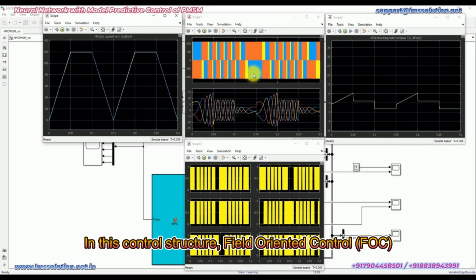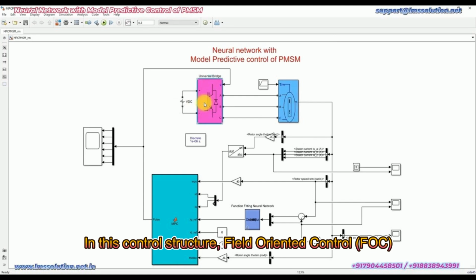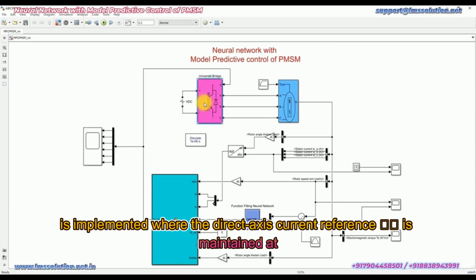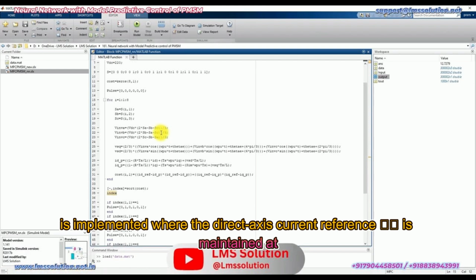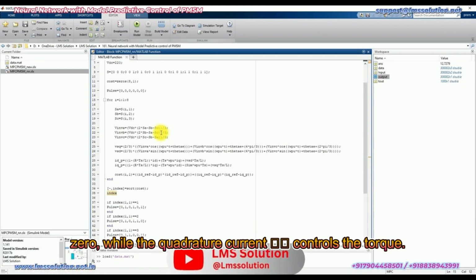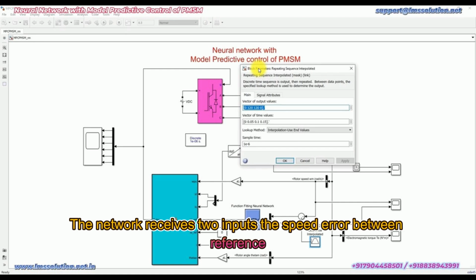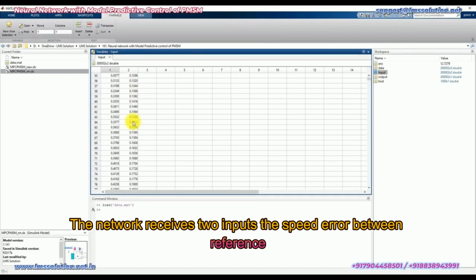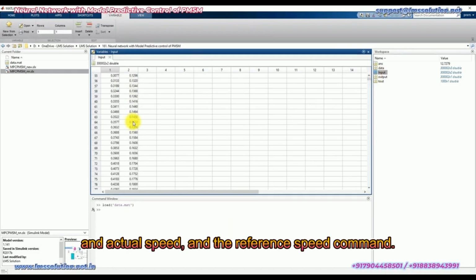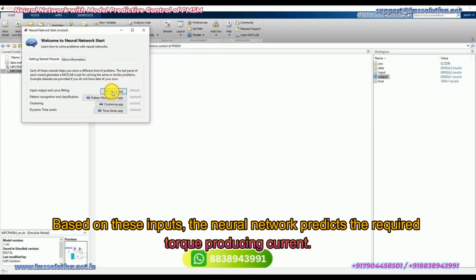In this control structure, field-oriented control (FOC) is implemented where the direct axis current reference ID is maintained at 0 while the quadrature current IQ controls the torque. A neural network controller is used to generate the reference IQ. The network receives two inputs, the speed error between reference and actual speed and the reference speed command. Based on these inputs, the neural network predicts the required torque producing current.